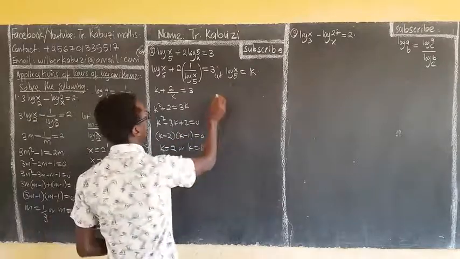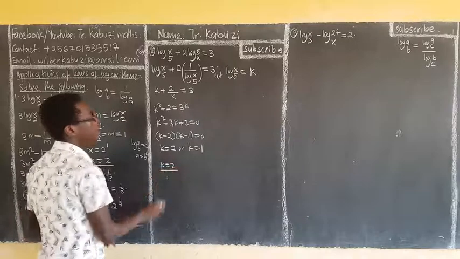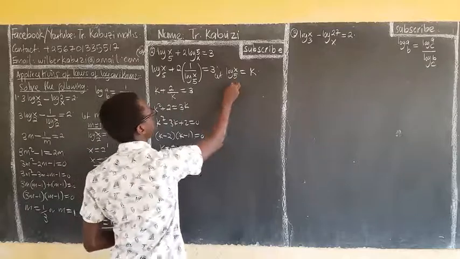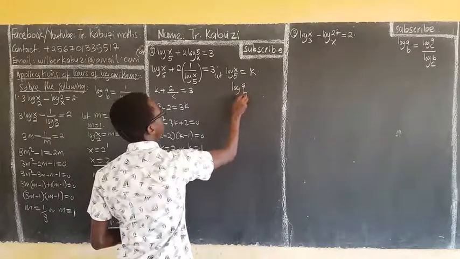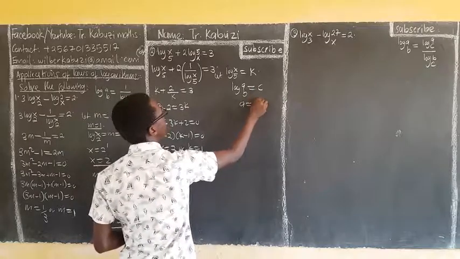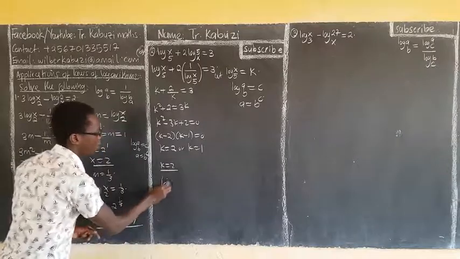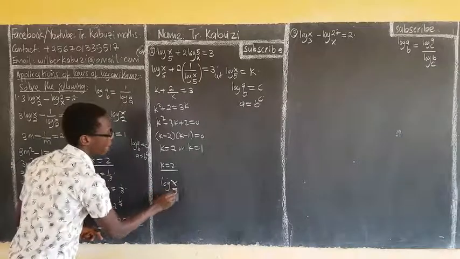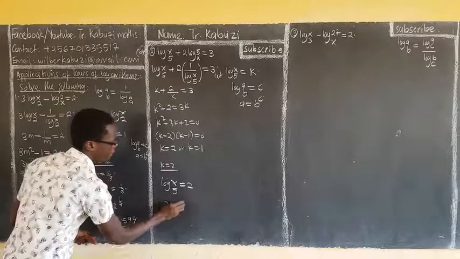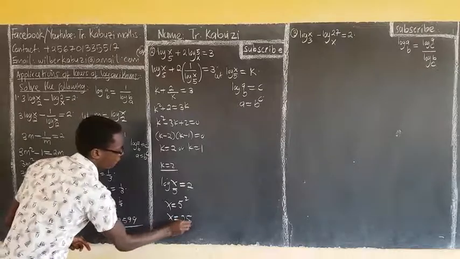So from here, when your k is 2, if we apply the other property, it says log A base B equaling C, then your A will be B power C. So now I have log x base 5 equaling to 2. So my x will be 5 power 2, and your x there is 25.